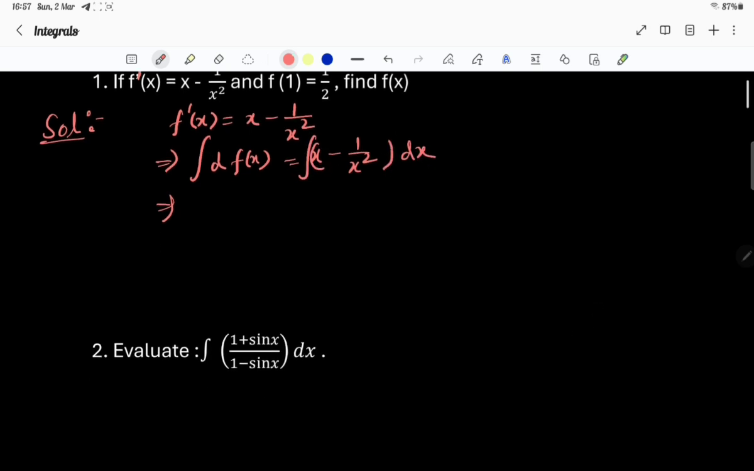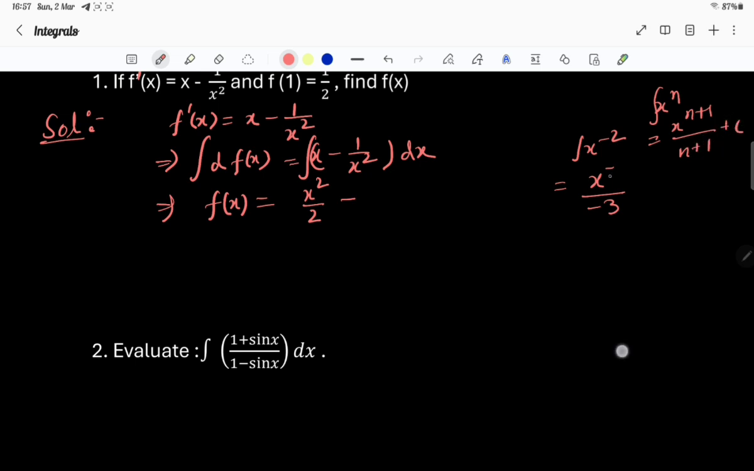So, integration and derivative, as I told, are converse to each other. What will you write now? It will be only f(x) on the left hand side, and on the right hand side, integration of x is x square by 2, minus the integration of x to the power minus 2. What will come? The formula is x to the power n, x to the power n plus 1 by n plus 1, plus c. So x to the power minus 2 plus 1 gives minus 1 by minus 1, ultimately coming minus 1 by x.